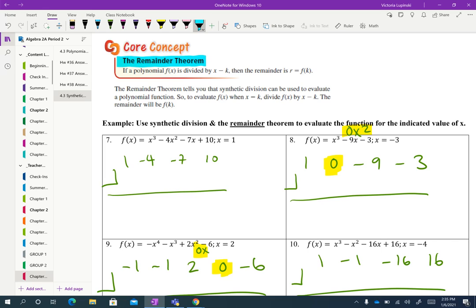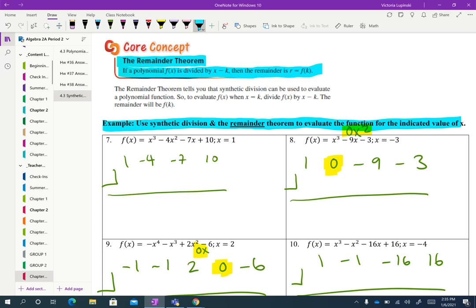The remainder theorem is kind of a mouthful, and what it says is that if you divide some polynomial f by some divisor x minus k, then the remainder r is equal to f of k. Now again, that sounds really long and complicated, but I promise you that it's not. So let's take a look first at the directions. Notice that the directions are different than they were on the previous side. Use synthetic division and the remainder theorem to evaluate the function for the indicated value of x.